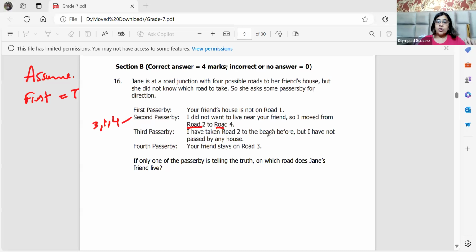Now I have taken road 2 to the beach before, but I have not passed by any house. That means the third person is saying there is no house on road 2. If he is also lying, that means there are houses on road 2. Okay, that's also not going to help me. Your friend stays on road 3 is also false. So this option is out. Now, since the first person is saying that your house is not on road 1, and you consider that to be true, then the answer can be road 4.